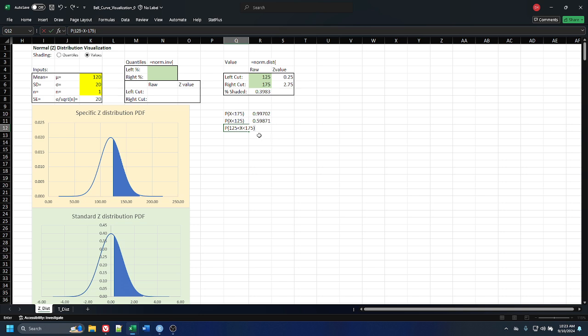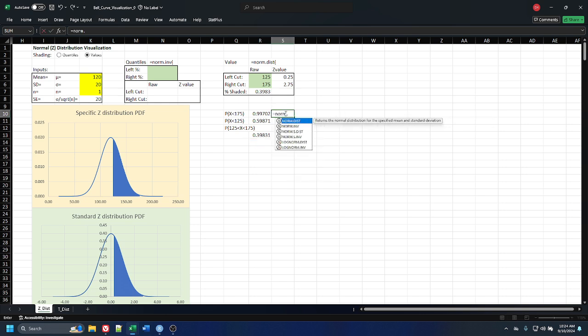That's how we write out our probability distribution. We then say that it's less than 175 minus less than 125, and that leaves us with just the area between the two. That's how we calculate it here using our norm.dist. Now, notice that I used my raw values here, but down here on our standard z distribution, it's the exact same area shaded, just using different points. And instead of talking about the raw distance from the mean, now we're going to talk about the number of standard deviations, and we get the exact same answer.